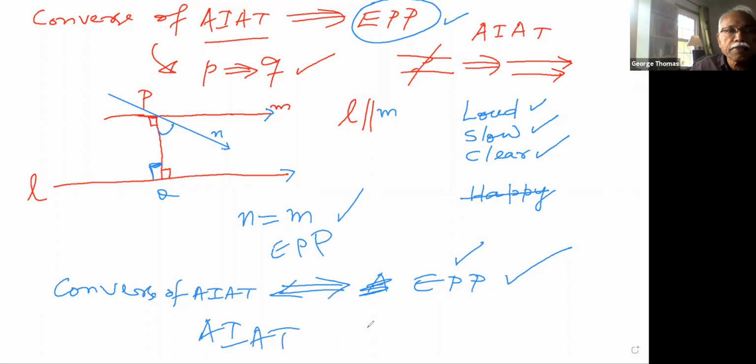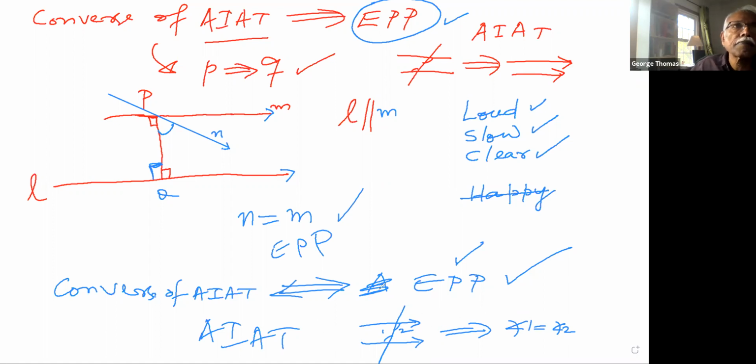AIAT, namely, if you have two parallel lines, and there is a transversal, then angle 1 equals angle 2. This is the AIAT. This is different.